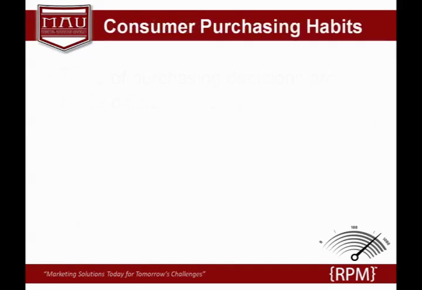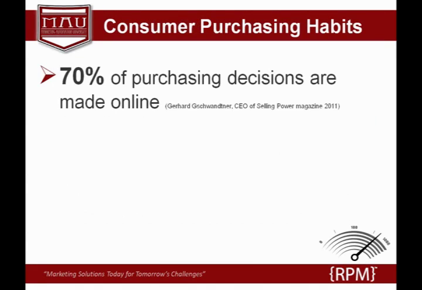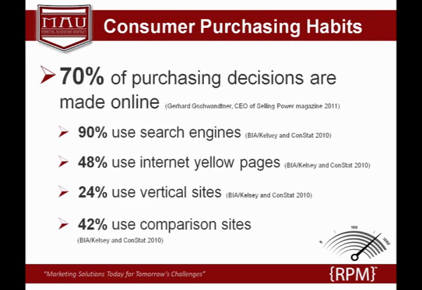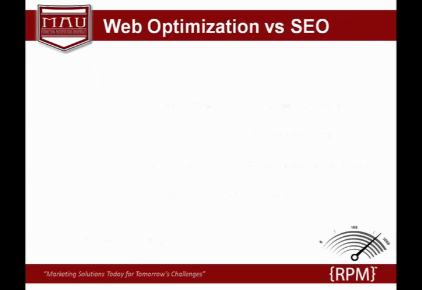So let's begin with some interesting facts. 70% of today's purchasing decisions are made online, and of that 70%, 90% use search engines to do their research. 48% use internet yellow pages, 24% use vertical sites, and 42% use comparison sites. That being said, ranking high in search engines is no longer an option, it's critical.